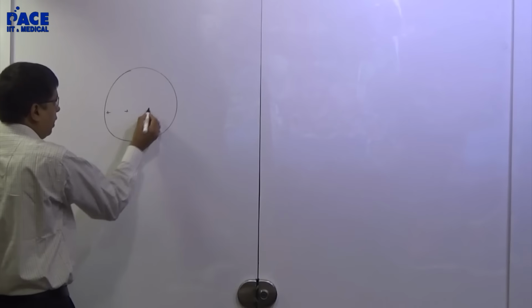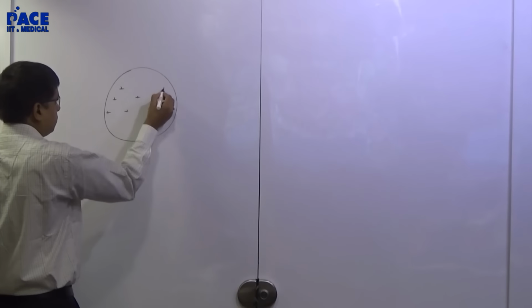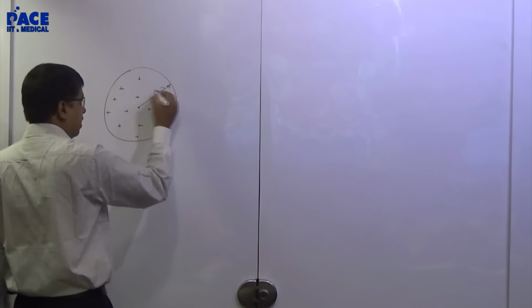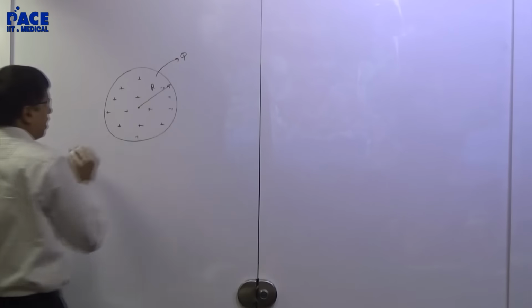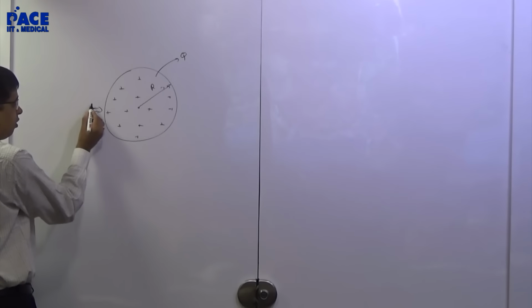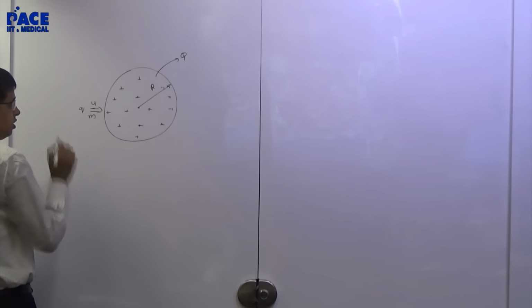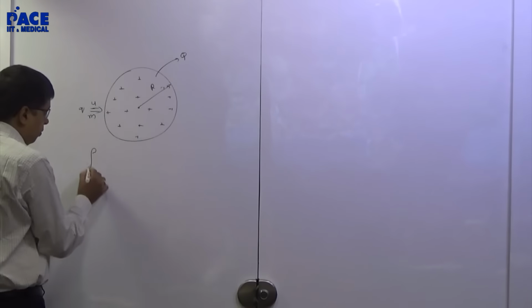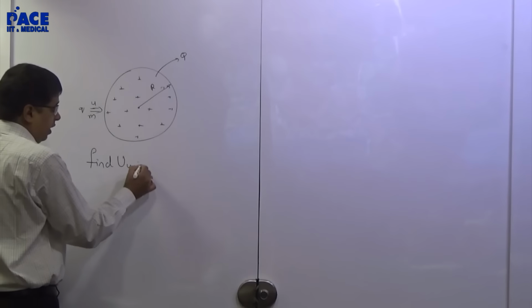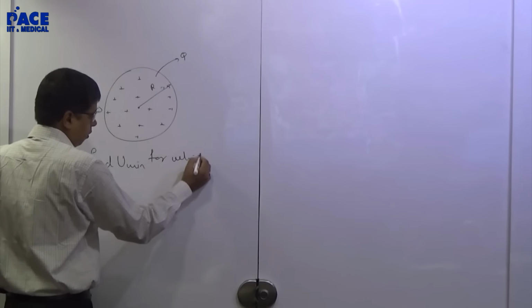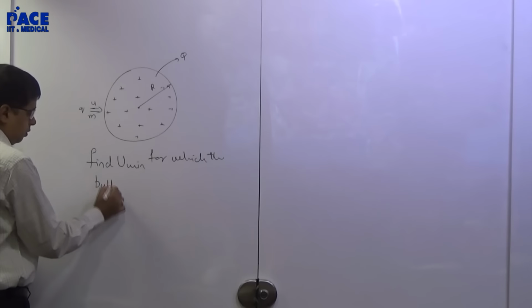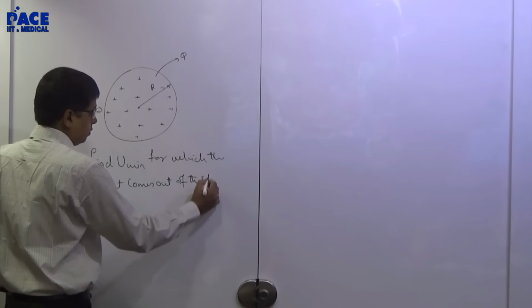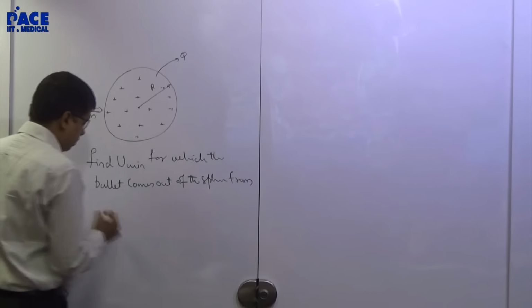If this is a solid non-conducting sphere of radius r, total charge is capital Q. There is a bullet of mass m moving with a velocity of u and charge small q entering the sphere with this velocity. Find u minimum. Find u minimum for which the bullet comes out of the sphere from the other side.